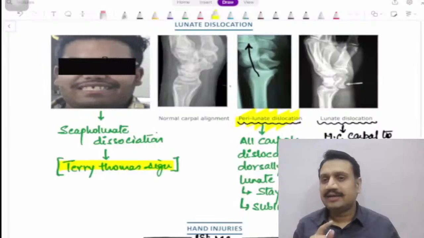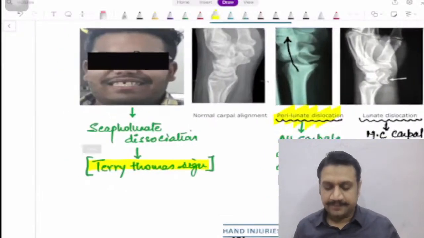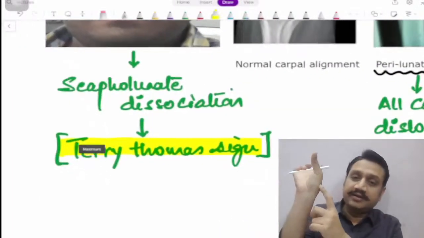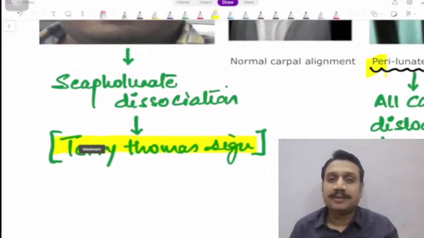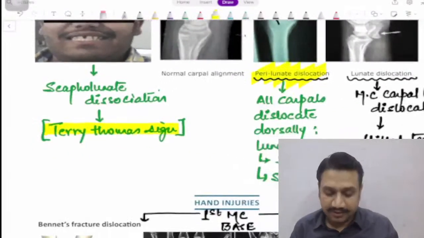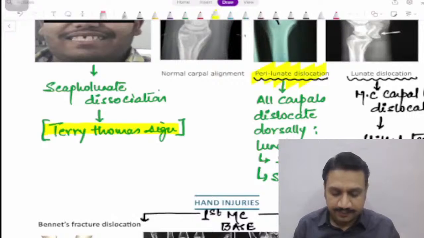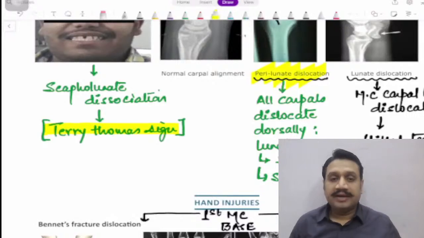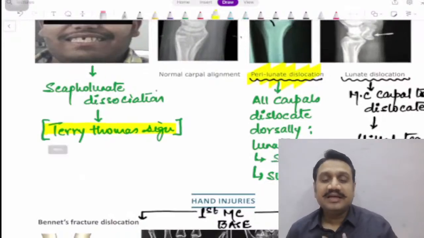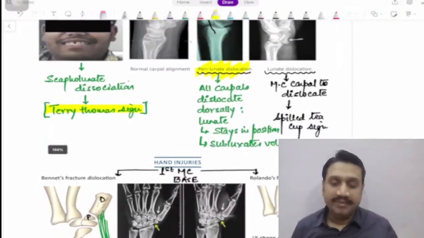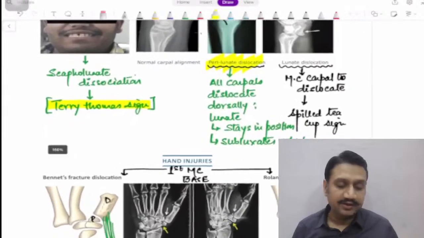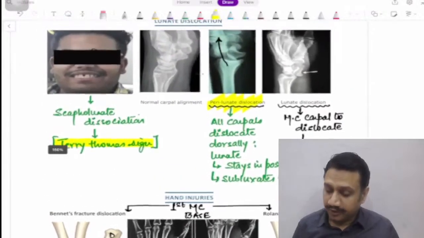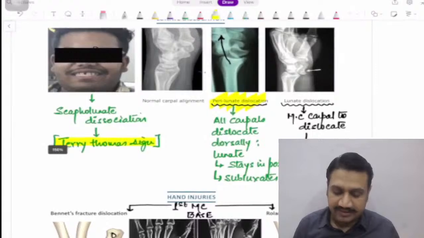Now, in the hand, I want you to remember at least Bennett. Base of the first metacarpal, this one. What are the fractures which can be seen at the base of the first metacarpal? We can have Bennett or Rolando, right? So Bennett fracture, how do we define that? Bennett is basically a partial intra-articular fracture, and Rolando is a comminuted intra-articular fracture.